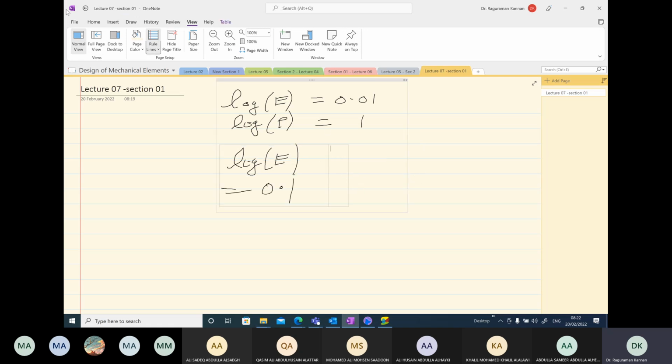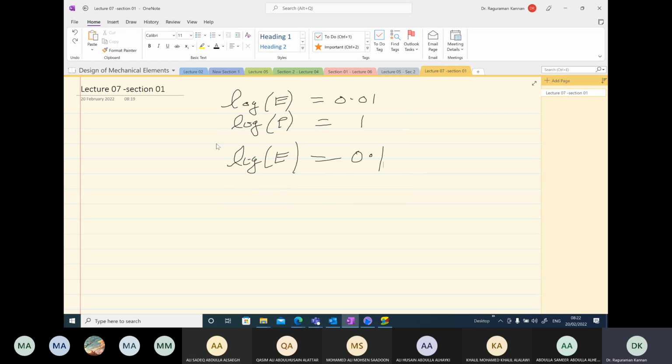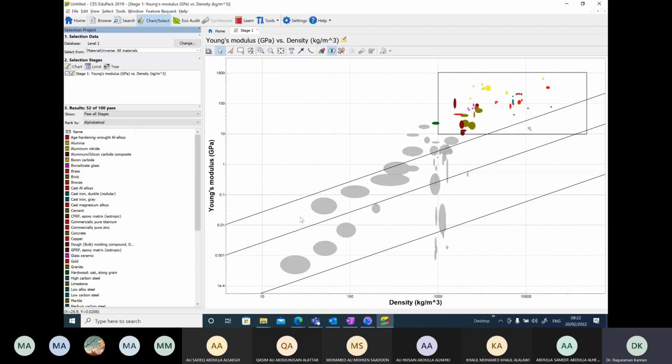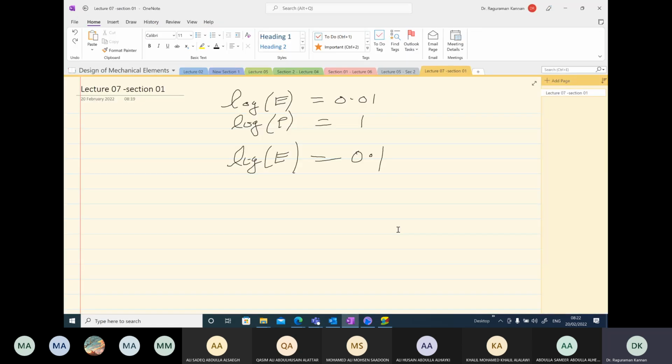And then here we have 3 divisions, 1, 2, 3. Approximately we can take this to be 3 divisions. The log scale, we have 3 divisions. We need to figure out what is the value.